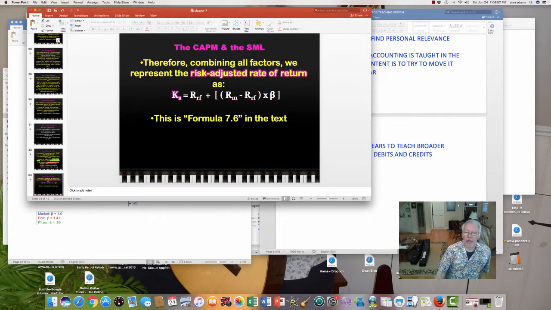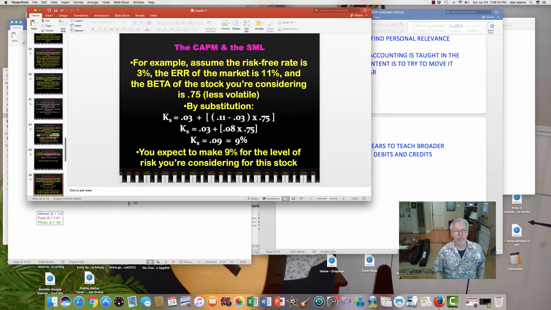That's going to be the result of taking R sub RF, the rate on a T-bill, plus the excess of the market return over the T-bill return times beta. Remember your order of operations, friends. Solve what's in the parens first, then multiply by beta, then take that whole result, add it back to the T-bill rate, the risk-free rate, and there you have it. Okay? This is all laid out for you on pages 166 and 167. Okay? All right, let's go on.